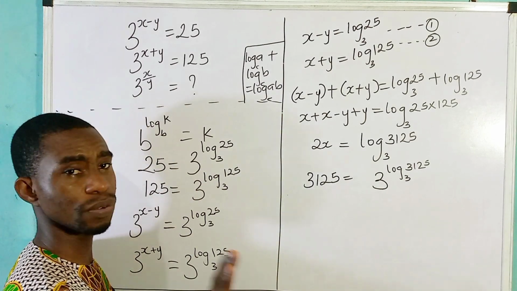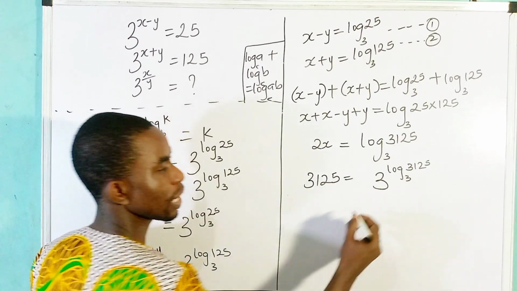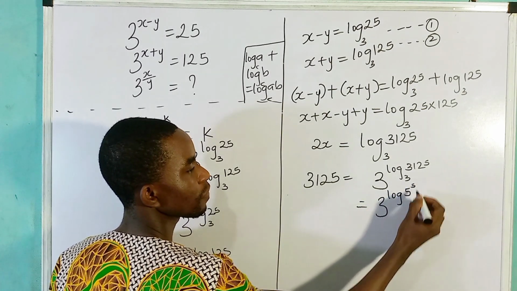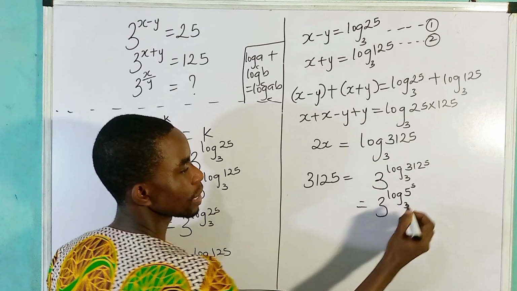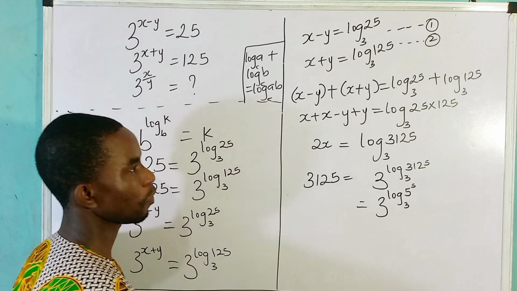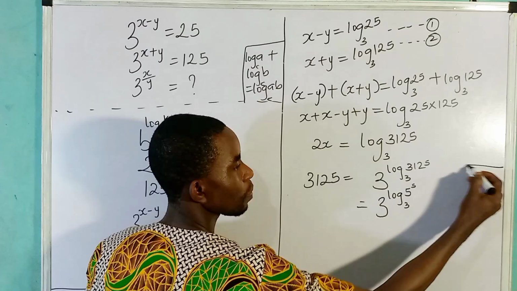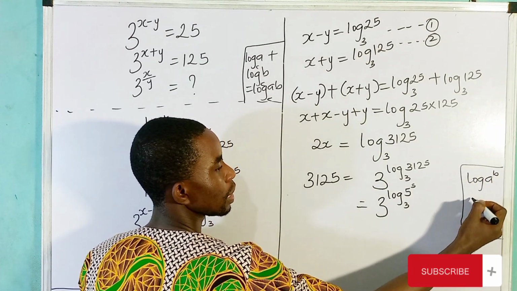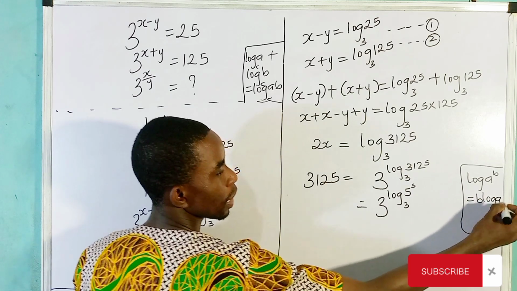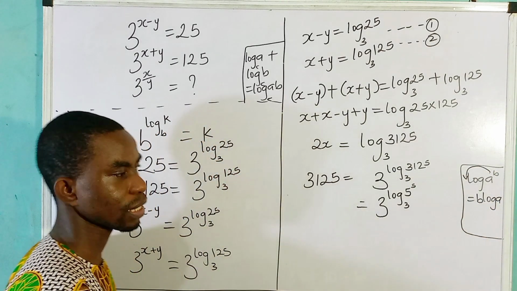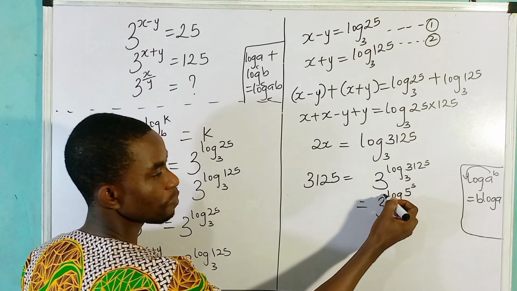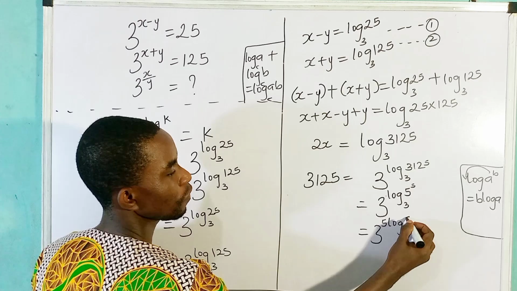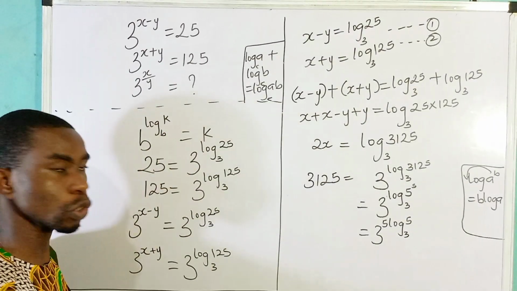And 3125 is 5 to the power of 5. So I can write this as 3 to the power of log 5 to the power of 5, and then we have base 3. And for logarithm, one of the properties is that if you have log a to the power of b, it's the same thing as b log a, meaning you move b to the front of the log. So I can move 5 before this logarithm. So we'll be having 3 to the power of 5 log 5 base 3. So what's the importance of this?